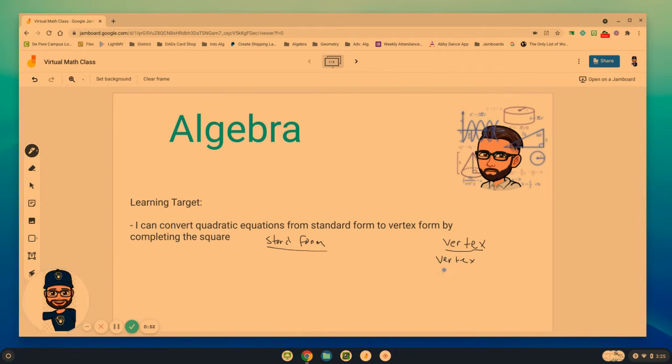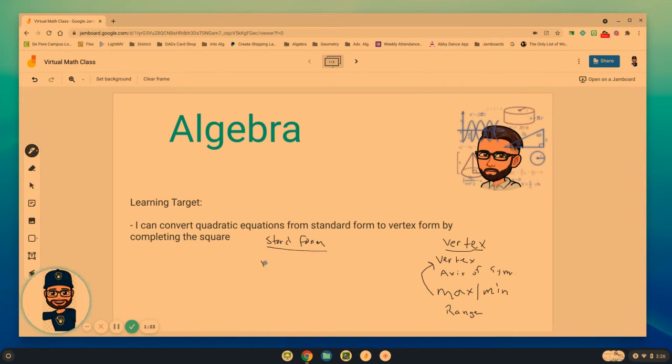If I know that's the vertex, I also know where the axis of symmetry is, because it has to go through that vertex at the x-coordinate. So we know the axis of symmetry. We also know whether or not this is a maximum or a minimum point, right? We can tell if the vertex is maximum or minimum, which means then we also know the range. So a lot of different things coming from vertex.